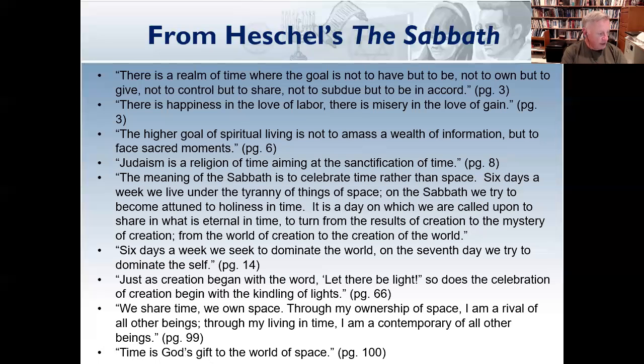Six days a week, we live under the tyranny of things of space. On the Sabbath, we try to become attuned to holiness in time. It is a day on which we are called upon to share what is eternal in time, to turn from the results of creation to the mystery of creation, from the world of creation to the creation of the world. Six days a week, we seek to dominate the world. On the seventh day, we try to dominate the self. Just as creation began with the word, "Let there be light," so does the celebration of creation begin with kindling of lights.